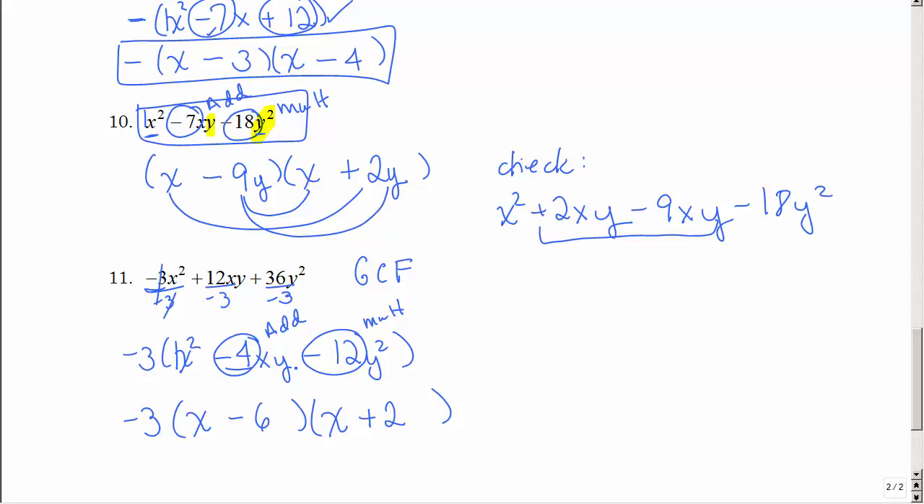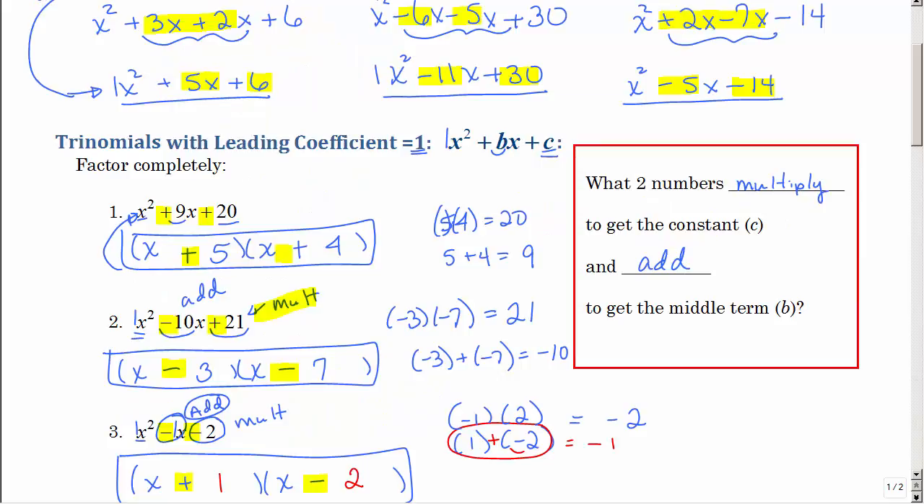What else do I need? Look at problem number 10. What do I need to put? That's right, that y right there. Not that hard. So again, I want to go back to here because that gets very important. When you have a trinomial with the leading coefficient of 1, you want to say what two numbers multiply to get your constant, but add to get the middle term.